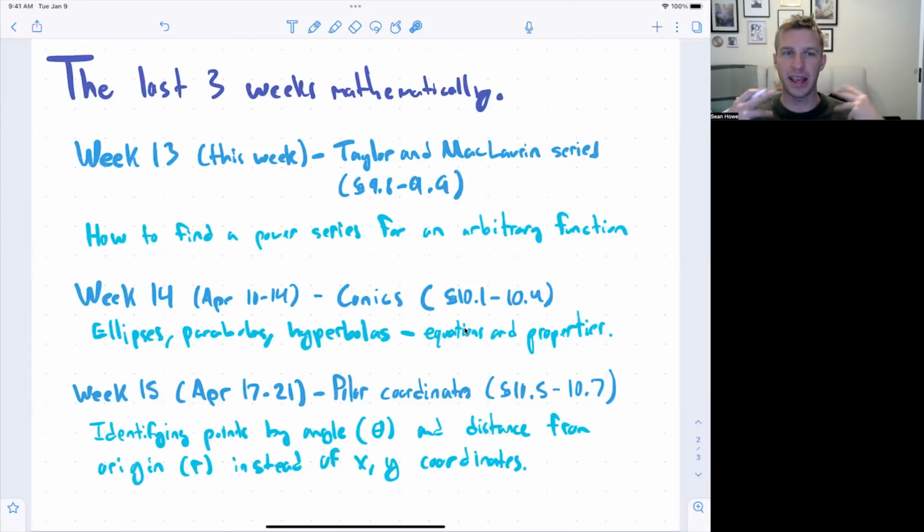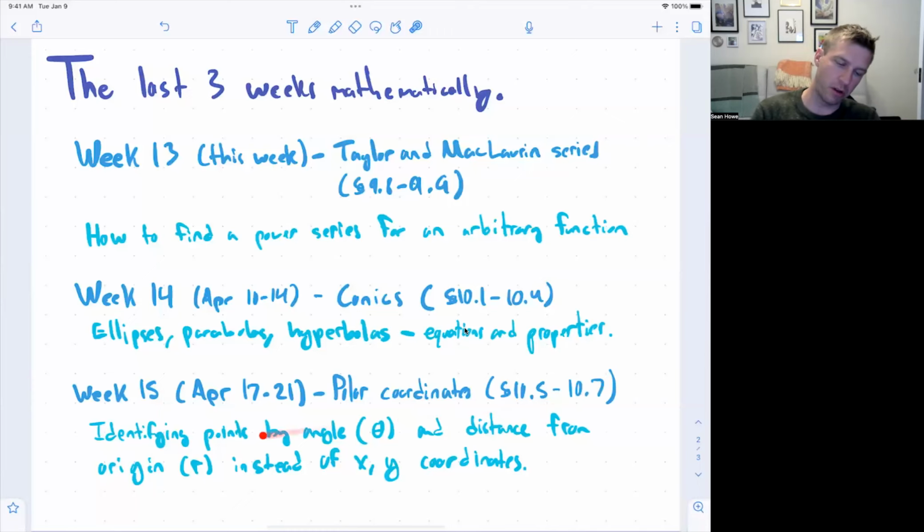You can use that angle theta and that distance r instead of x, y coordinates to identify a point in the plane. And you can ask how graphing functions works in this setup. So if you have r as a function of theta, what do graphs look like? What kind of cool graphs can you draw that way? What kind of cool shapes can you get that way? And then how do you do calculus using those coordinates instead of x and y coordinates? That's what we're going to cap off the semester with.